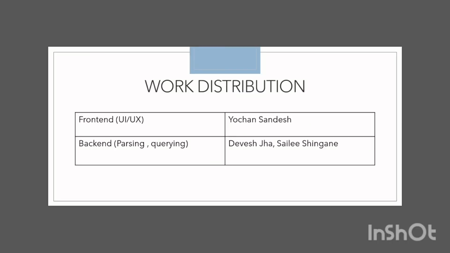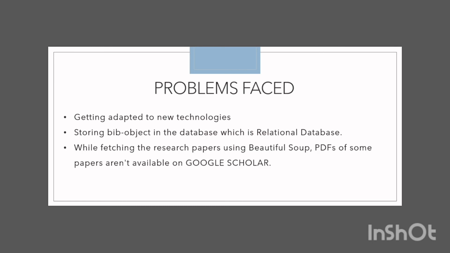So this is the work distribution of our project. The UI and UX was totally handled by Yochan, and in the backend, the parsing, querying, and download part was done by me and Devesh. These are the problems that we faced during our implementation. The major part was getting used to the new technologies that we were using for implementation. We took our time to understand the Django framework, which was essential for implementation.